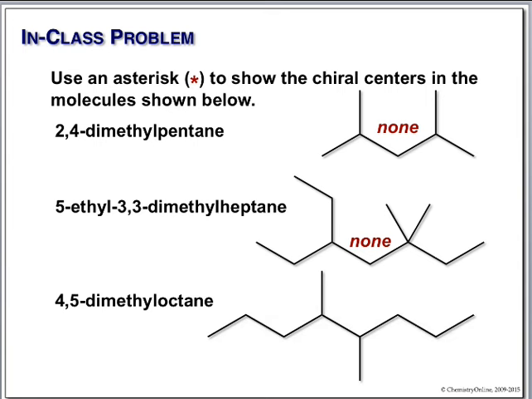How many chiral centers here? Look at this one. We have a methyl group, we have a three-carbon chain, and we have a branch chain. Yep, that's chiral. This one, we have a methyl, a three-carbon chain, and a branch chain. We have two chiral centers.